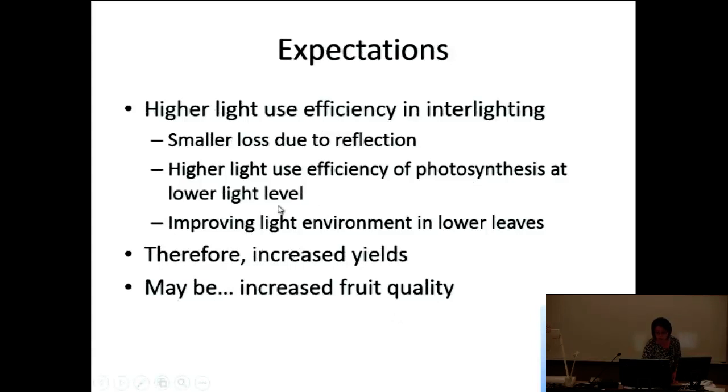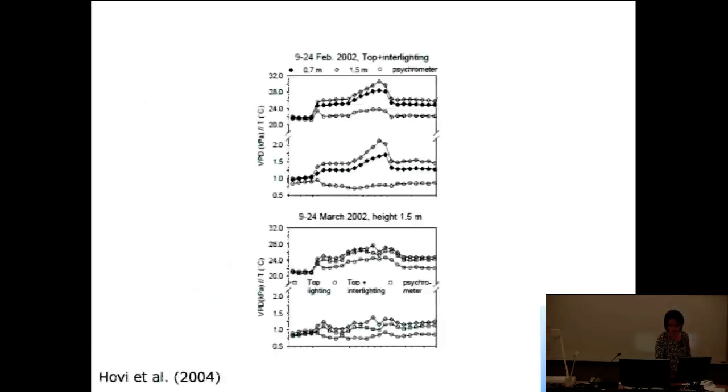And higher light use efficiency of photosynthesis at lower light levels, because you can increase the light intensity and improve the light environment in lower leaves, therefore increasing yield and maybe increasing fruit quality. So that was the original set of expectations. They did a bunch of good measurements. One of them was microclimate analysis. What is the distribution of temperature and VPD?